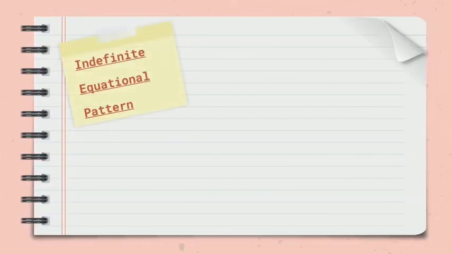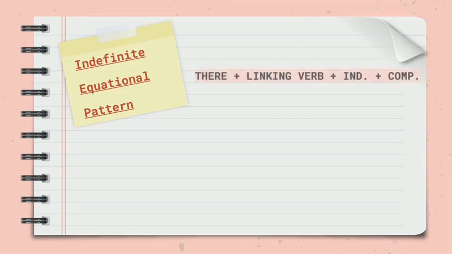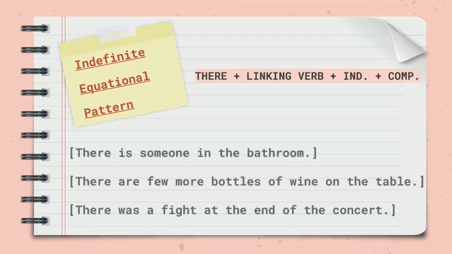And finally, the indefinite equational pattern. This pattern begins with an introductory "there" and is followed by a linking verb, an indefinite, and a complement. Thus, we have: there is someone in the bathroom, there are a few more bottles of wine on the table, and there was a fight at the end of the concert.